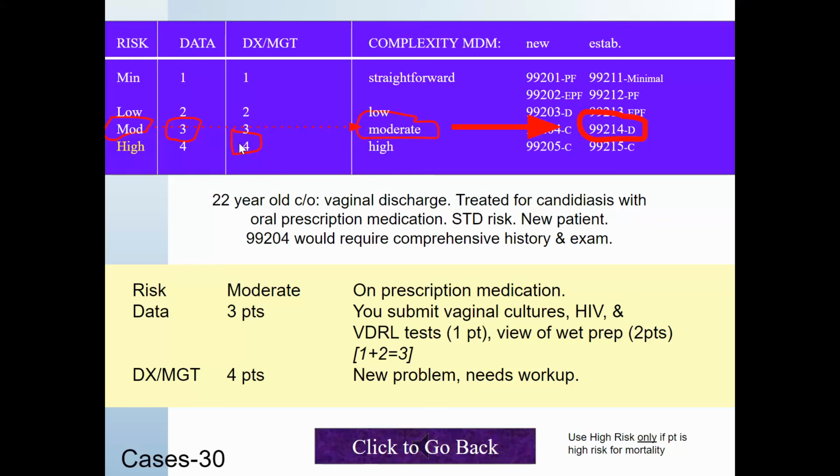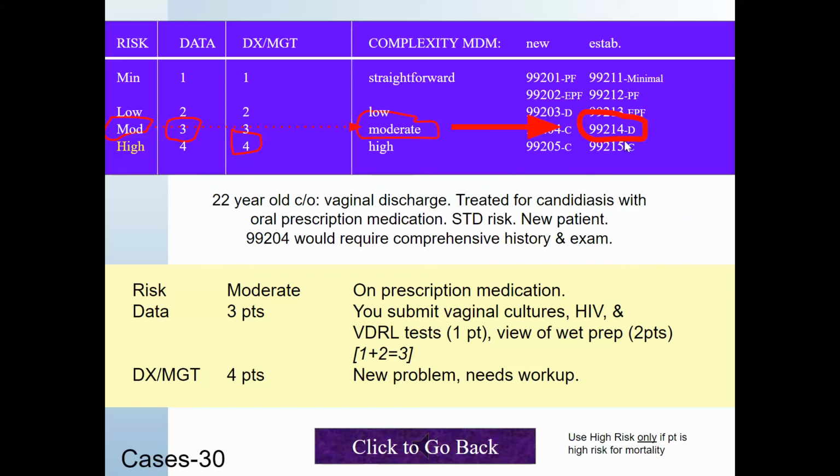So we get 4 points here, but we have 2 levels in common here. So this one doesn't carry enough weight yet to generate this. So these 2 levels here make this a moderate, and this is a 214. Now, if she's a new patient, she would be a 204. If she is an established patient, she's a 214.